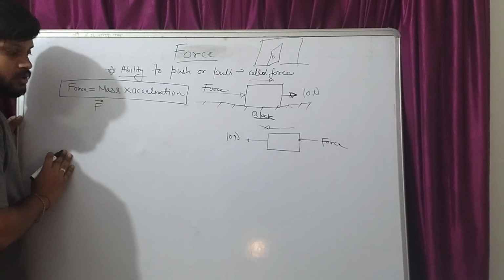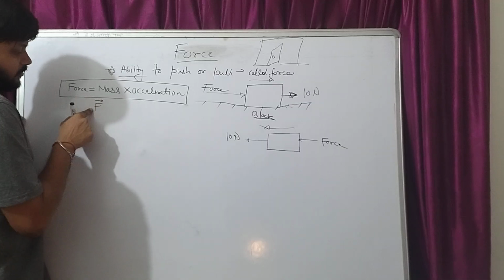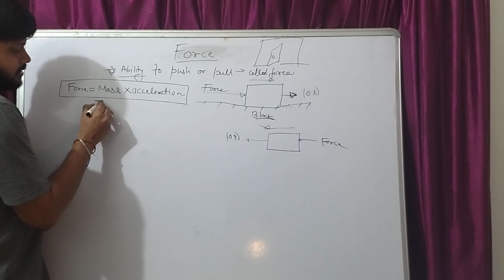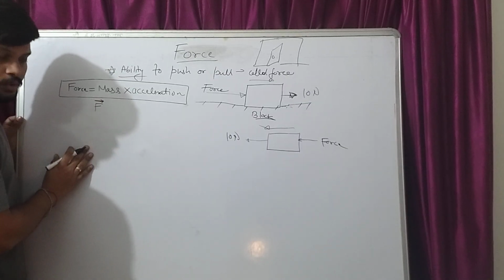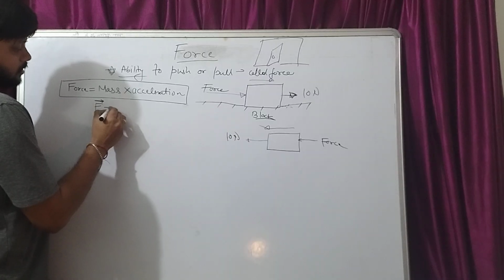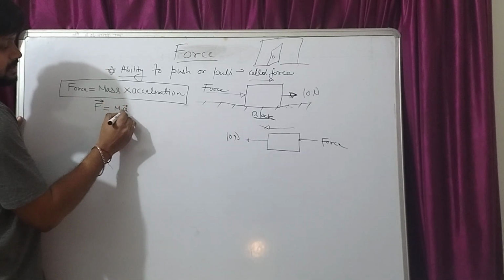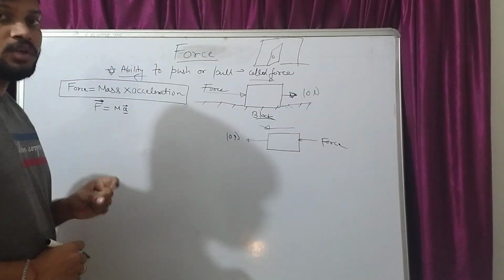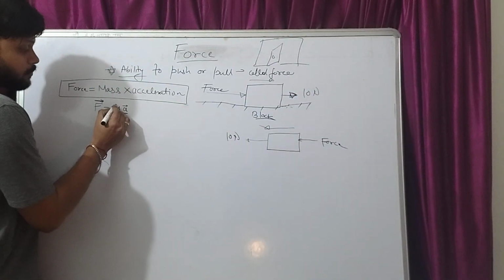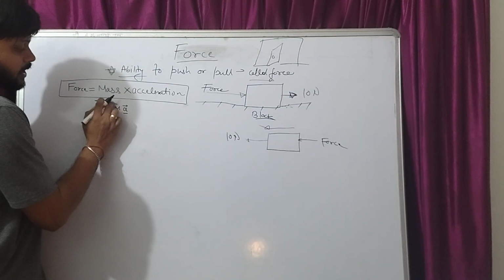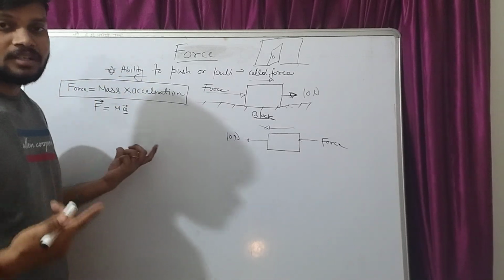Force is a vector quantity. That is why I am adding an arrow on the top of force, is equal to mass into acceleration. Here, acceleration is also a vector quantity, but I have not put the arrow on the m. That is, mass is not a vector quantity.